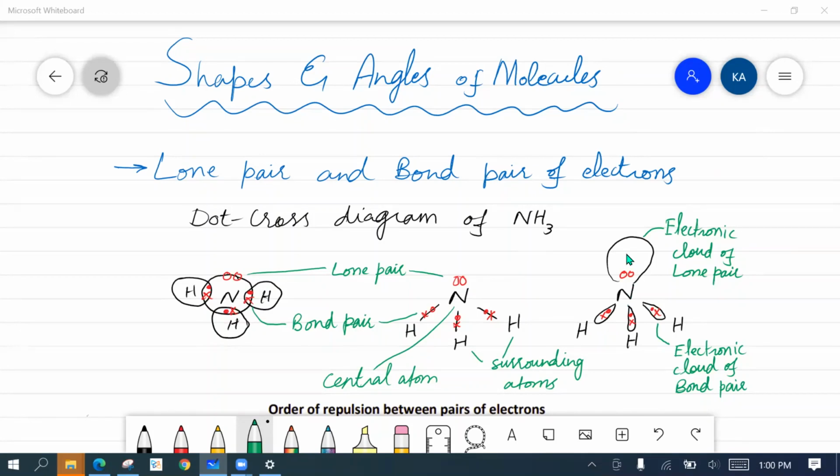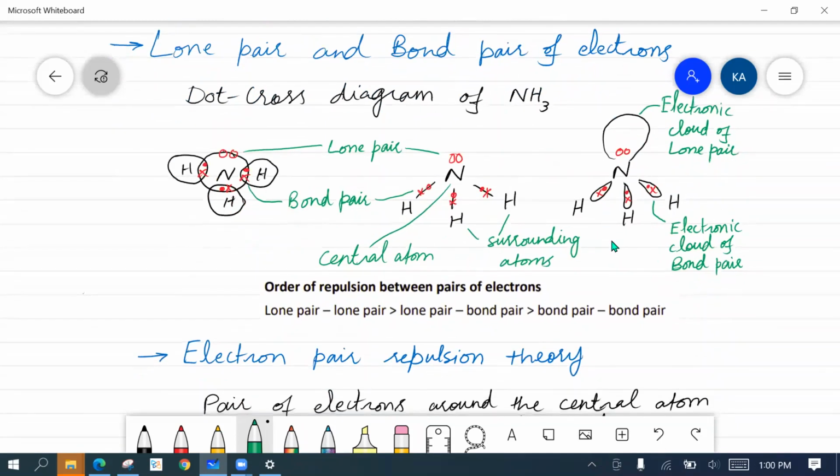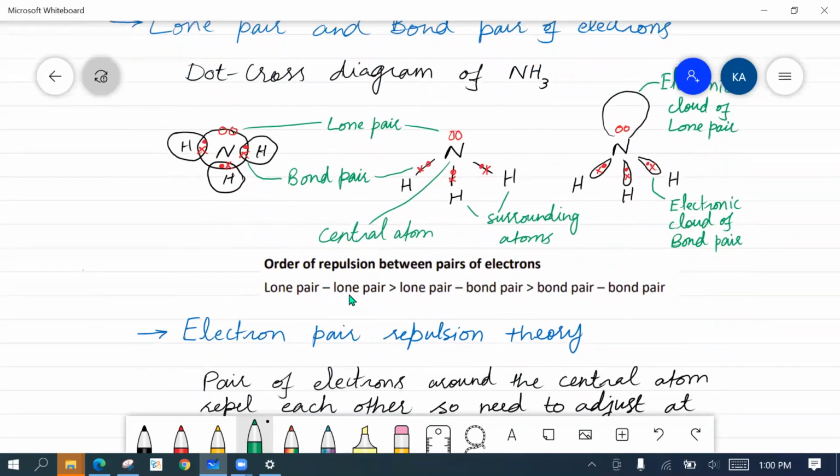Now, bond pairs and lone pairs all repel each other because electrons have a negative charge. So the repulsion order is: lone pair and lone pair is the maximum repulsion, then lone pair and bond pair, and then bond pair and bond pair.